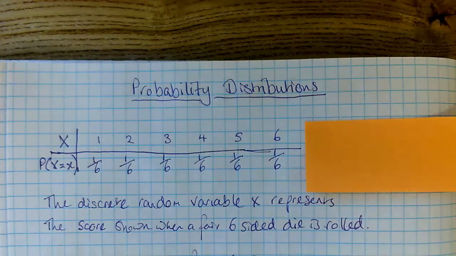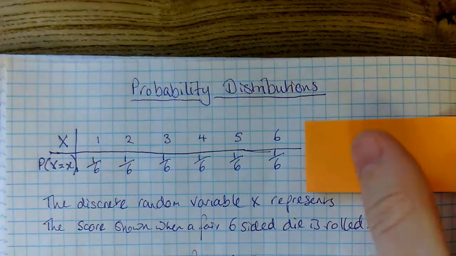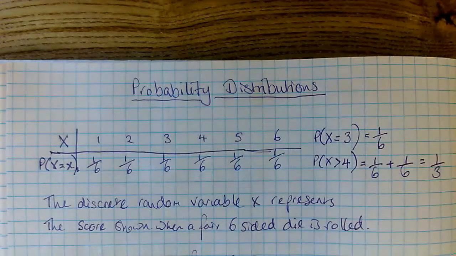Now, you can be asked lots of different questions from these kind of tables moving forward. So, for example, we could be asked what the probability that x equals 3 is. Then we simply look up that value in our table as getting 1/6. We could be asked what the probability that x is greater than 4 is.